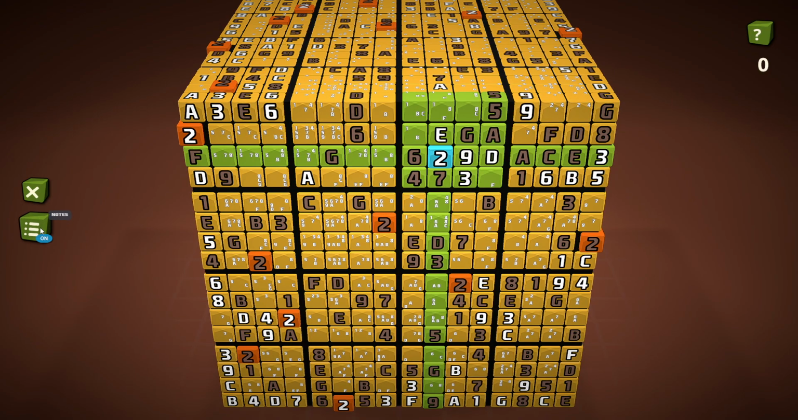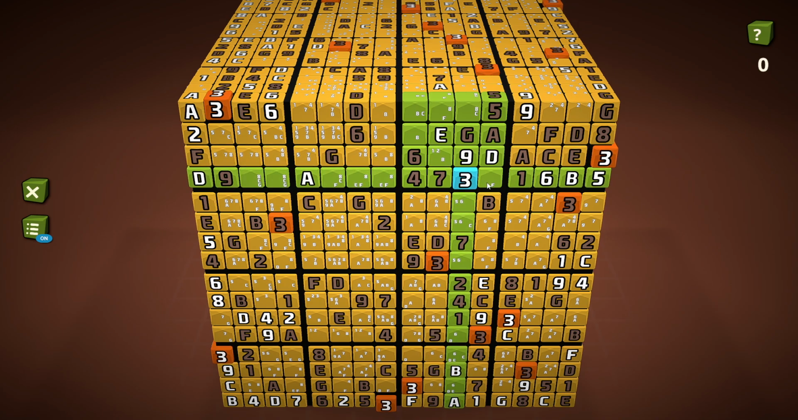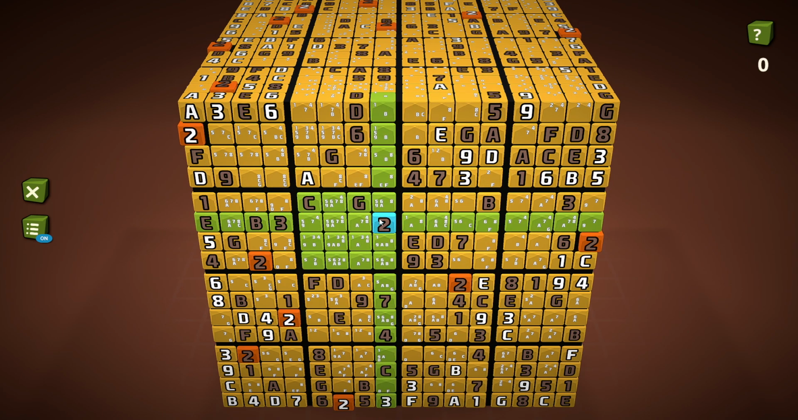Okay. So the one to the right has to be the F. Oh, wait. No, the one at the bottom could have been... Ah! Wait, because this could have been a 2 on F. And I think that could still be a 2. Right.